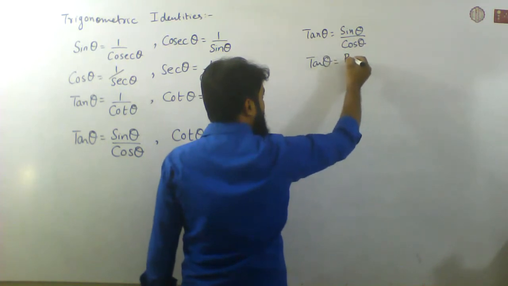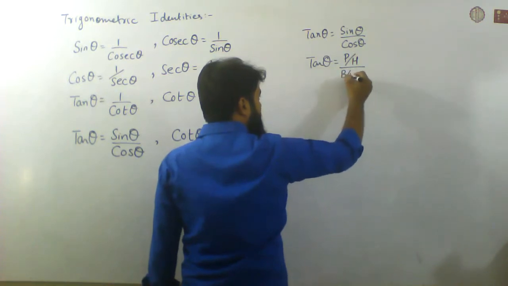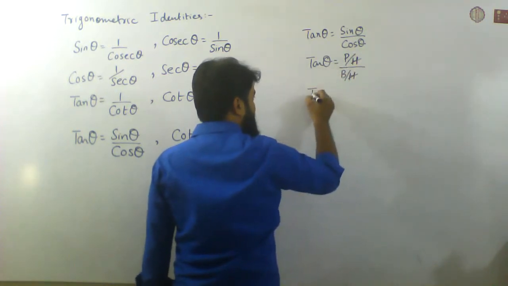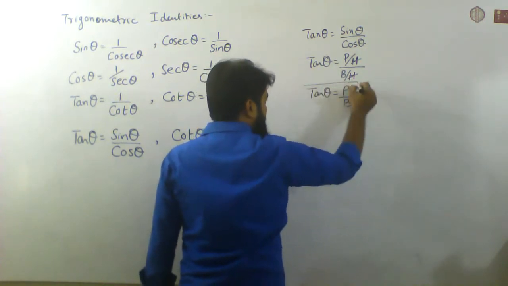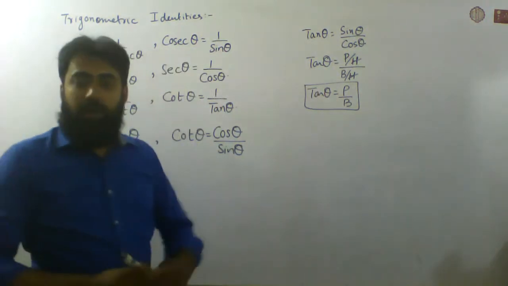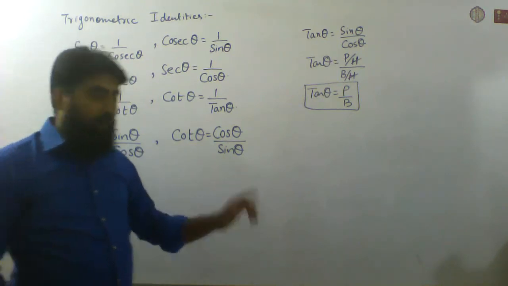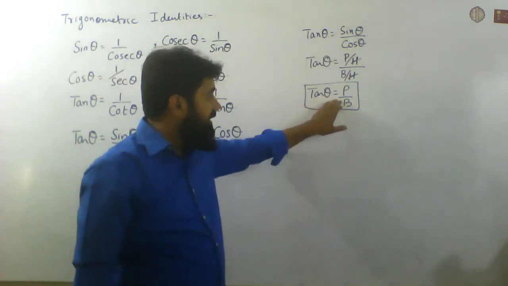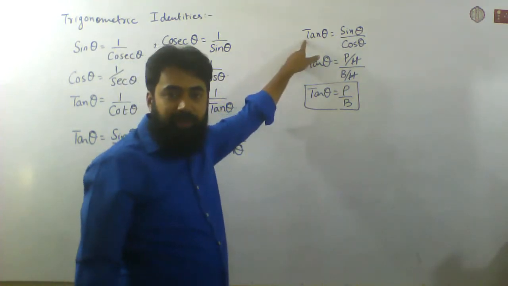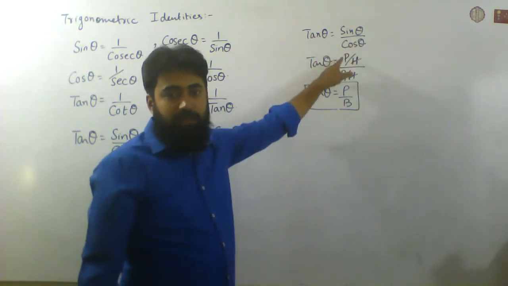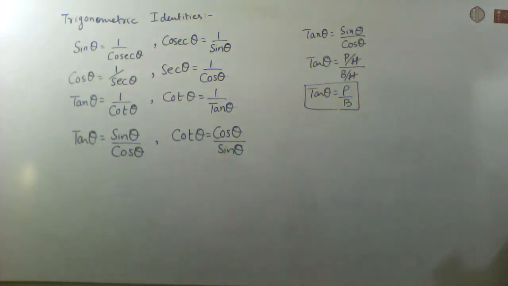Sine theta is perpendicular upon hypotenuse, and cos theta is base upon hypotenuse. Hypotenuse and hypotenuse will be cancelled. So tangent theta equals perpendicular upon base, which is the ratio of sides of a right angle triangle. That we know, and from here I have derived that tangent theta equals sin theta upon cos theta. In the same way, all the working will be done for the others.